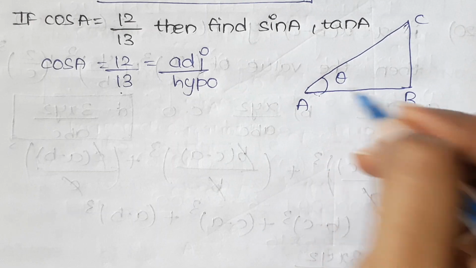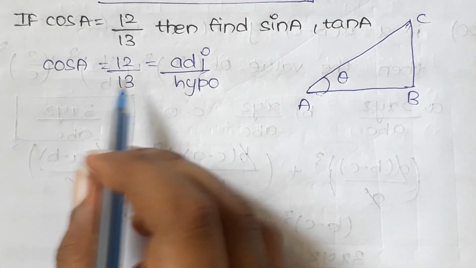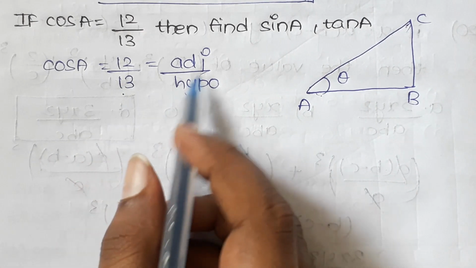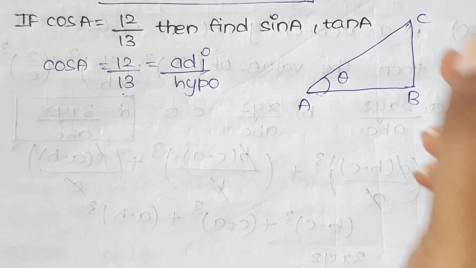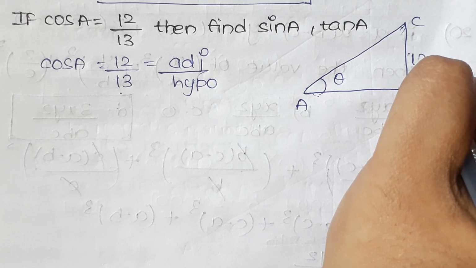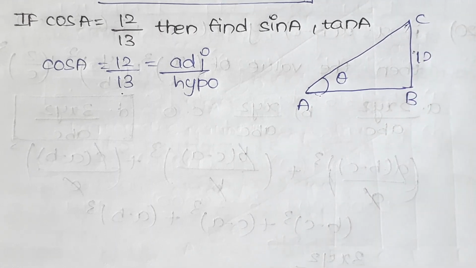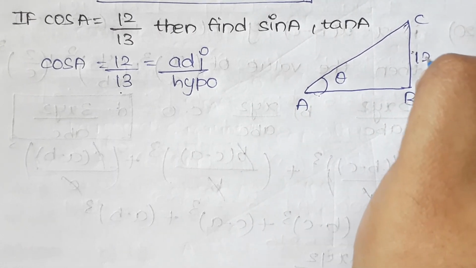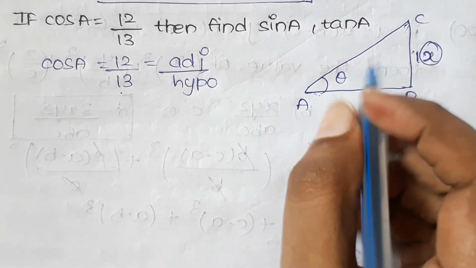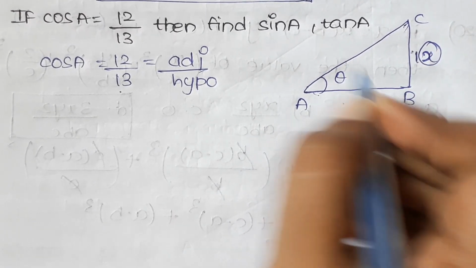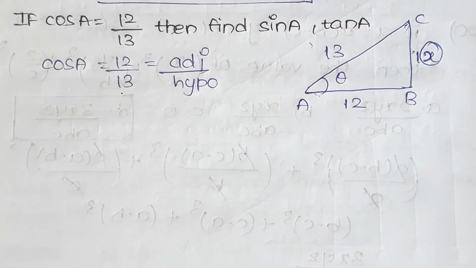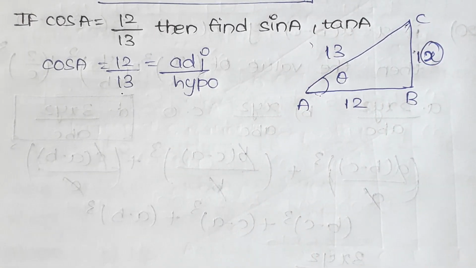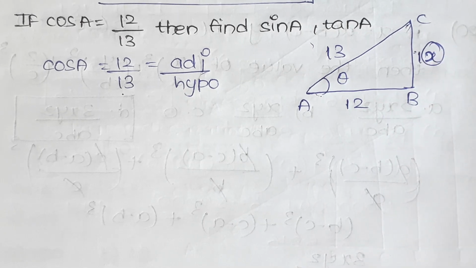And now cos A is nothing but 12 by 13, that is adjacent to the angle by hypotenuse. Here we should find this, let us assume it as x, and now here 12, 13 according to the given data. And now let us find the BC value by Pythagoras theorem.